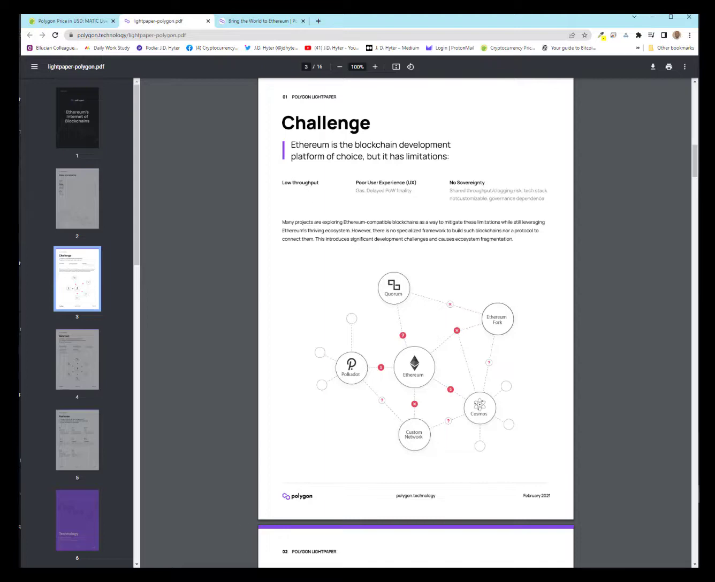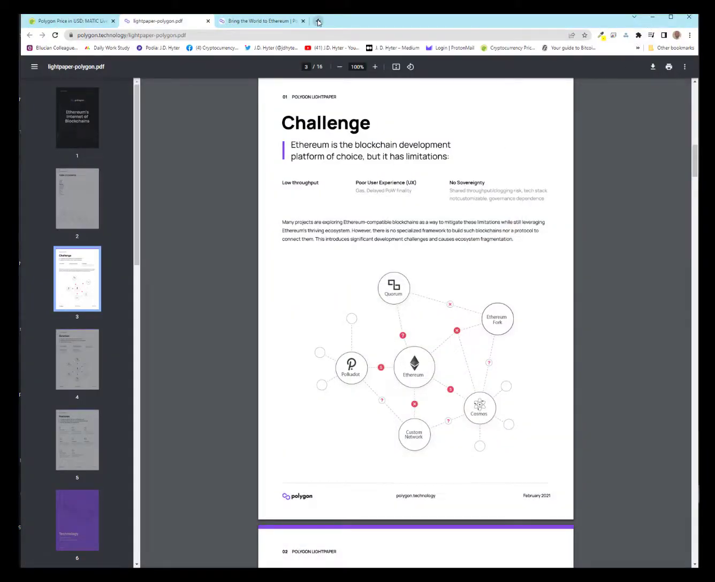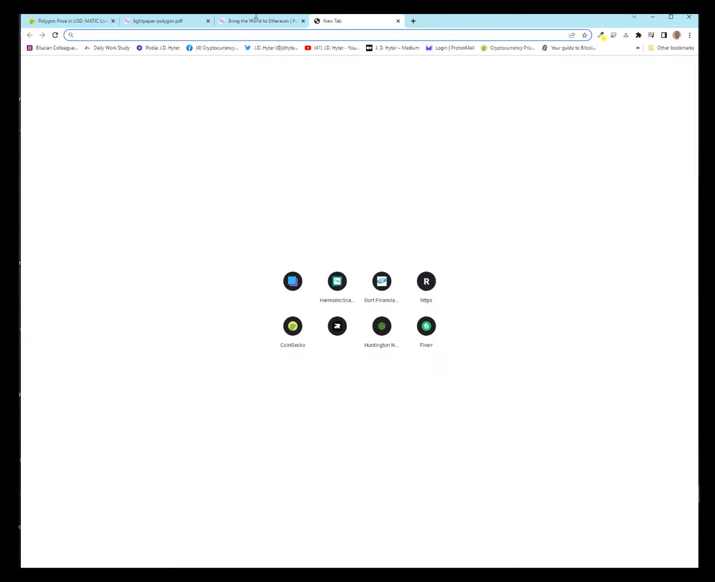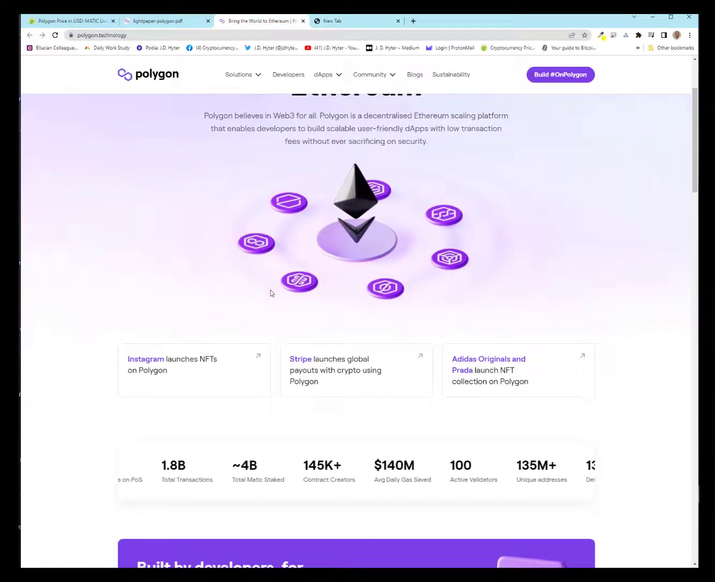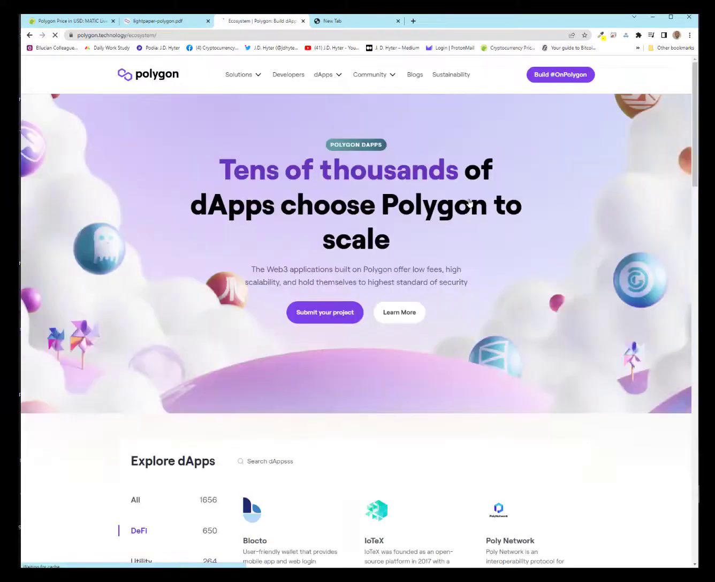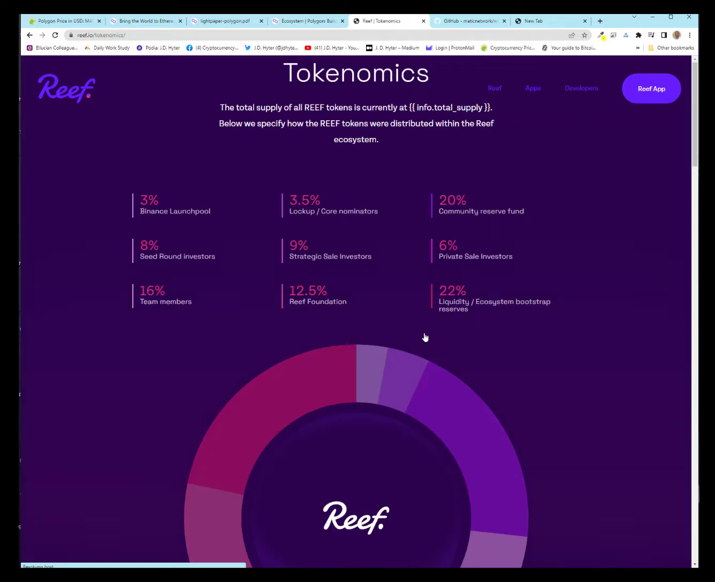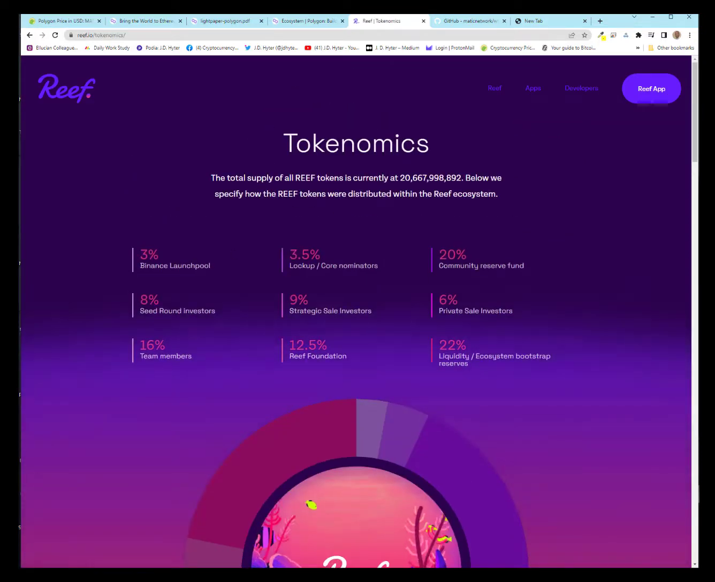So, last but not least, we will look at the Genesis theory. And what I mean by that is how a coin was first distributed. And I got to go to, actually, I can get there through here, I think. If I go here, Reef would be a good example because they show it. Tokenomics. So right on Reef's site, they show you the tokenomics. So they show you the exact amount of coins that were distributed to each section.